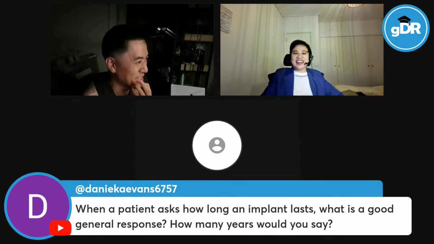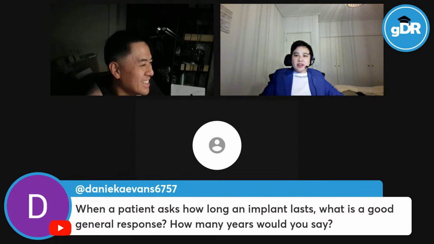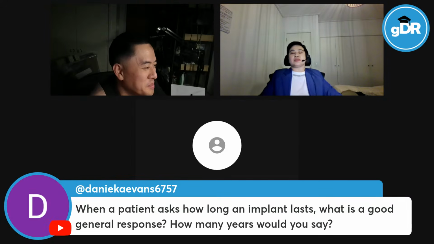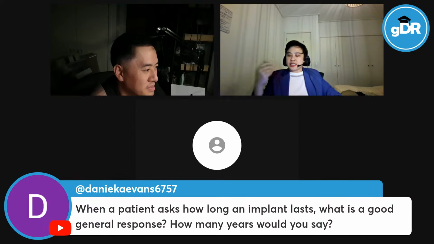When a patient asks how long an implant lasts, I tell them a hip replacement lasts 15 years. A dental implant, which was invented by an orthopedic surgeon, is the same material, the same concept.